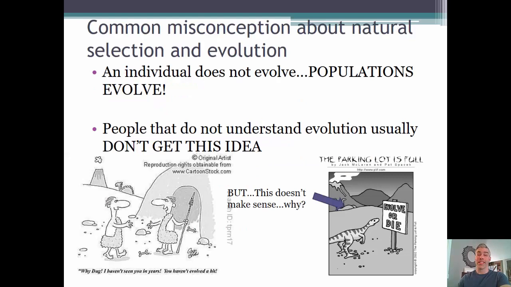Now, one of the common misconceptions that people have about natural selection is that individuals can evolve. That's not true. An individual cannot evolve. Only a population can evolve. A lot of people that don't understand evolution fully actually think that individuals can evolve, and that is not the case. So a population can change, but an individual cannot.